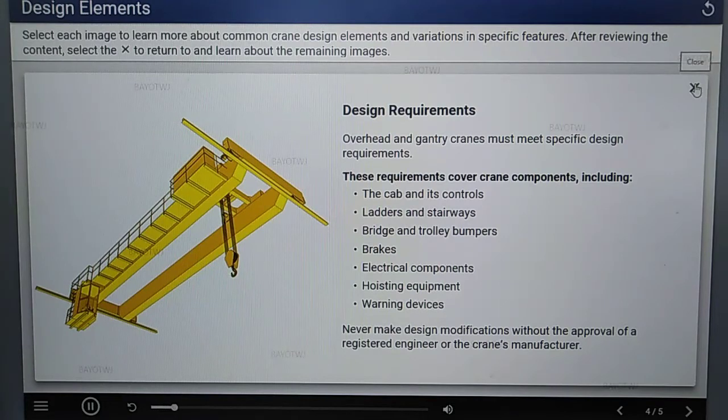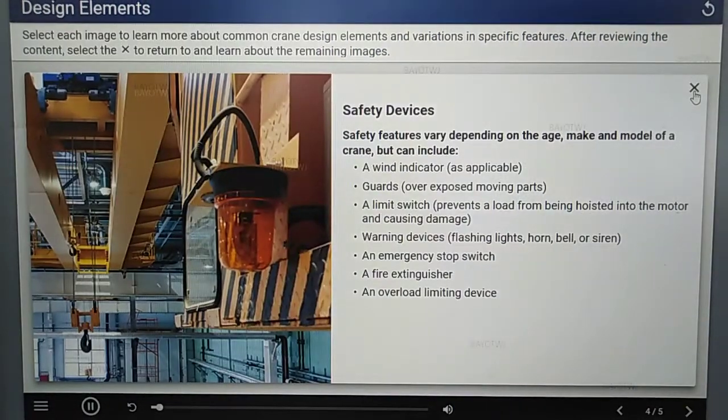Overhead and gantry cranes must meet specific design requirements. These requirements cover crane components, such as the cab and its controls, ladders and stairways, bridge and trolley bumpers, brakes, electrical components, hoisting equipment, and warning devices. Never make modifications to this equipment without the approval of a registered engineer or the crane's manufacturer. extinguisher, and an overload limiting device.